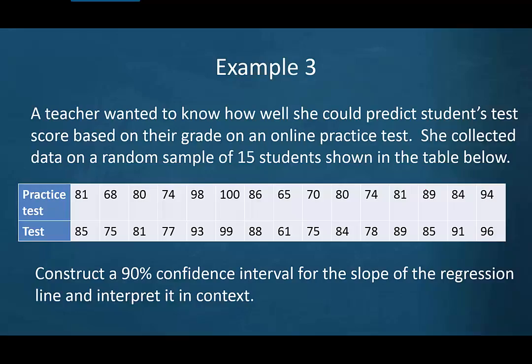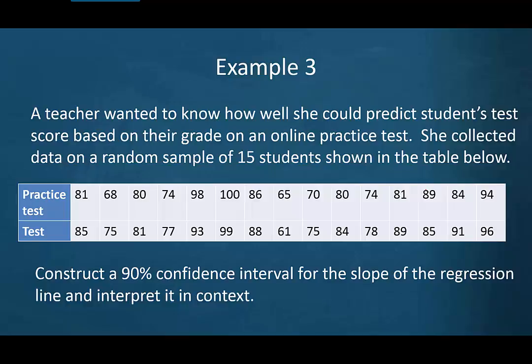Example 3. A teacher wanted to know how well she could predict a student's test score based on their grade on an online practice test. She collected data on a random sample of 15 students shown in the table below. We want to construct a 90% confidence interval for the slope of the regression line and interpret it in context.